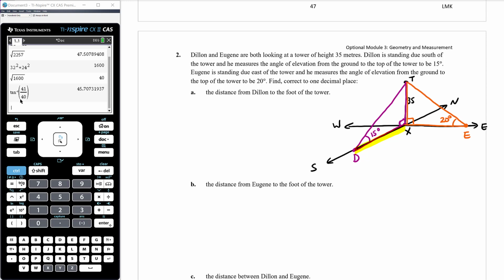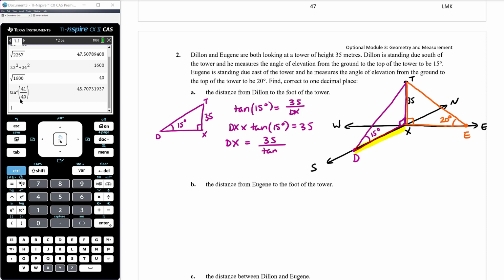If we focus on that purple triangle, we know that's 35. We know that is 15. And we're trying to find DX. So we've got opposite and adjacent, so we're going to use tan. We know that tan of 15 degrees is opposite, which is 35, over adjacent, which is what we're trying to find, DX. So DX times tan 15 is 35, which means DX is 35 divided by tan 15.